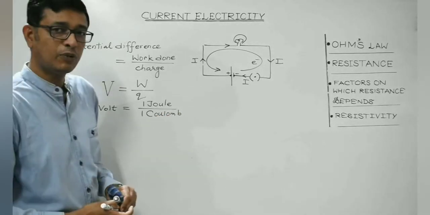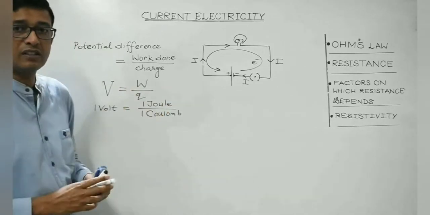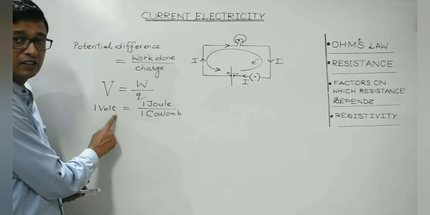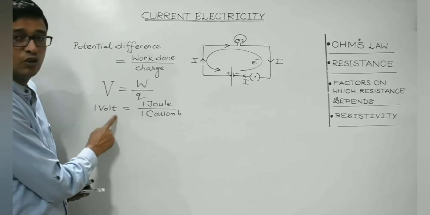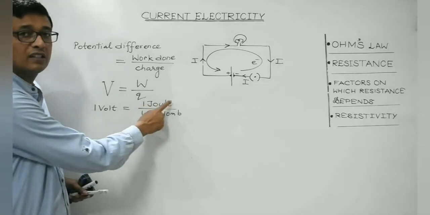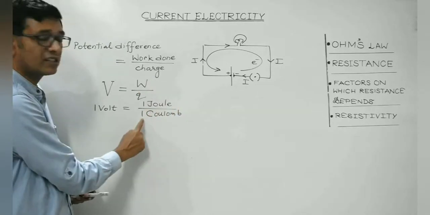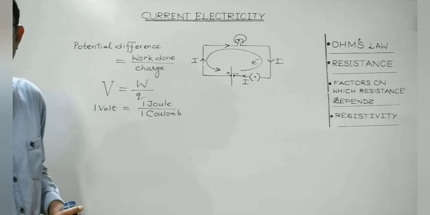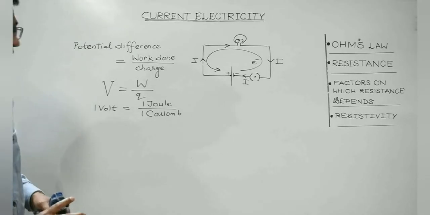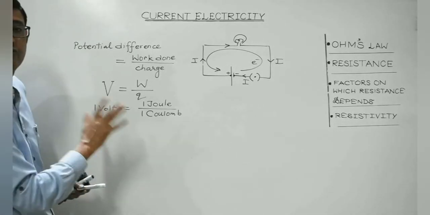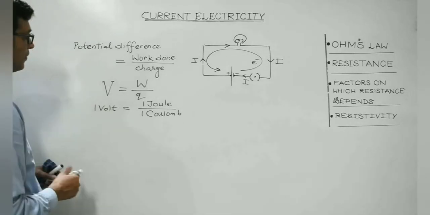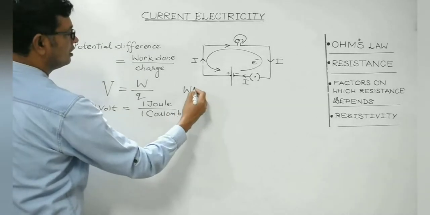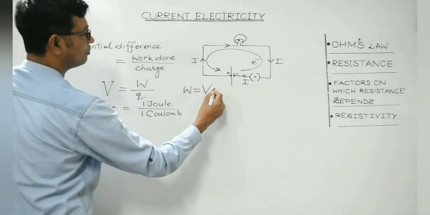The potential difference between any 2 points is said to be 1 volt when 1 joule of work is required to be done in moving a charge of 1 coulomb between the two given points in an electric circuit. Clear, students? So the SI unit of potential difference is volt, right? So this is how potential difference can be defined. So work done is equal to potential difference multiplied by charge.